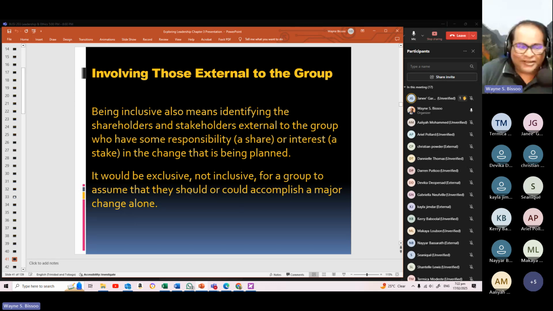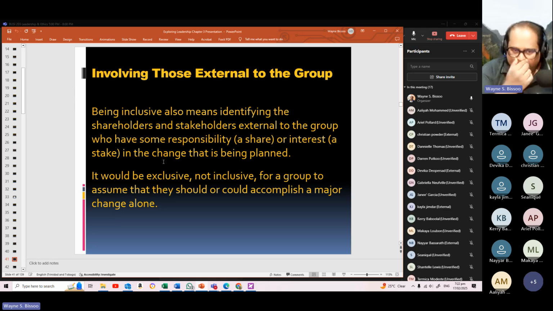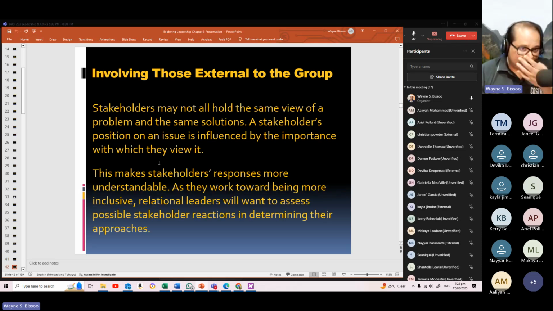All right. So in terms of inclusivity, we also need to pay attention not only to the people that make up the organization, but to the people who are affected by the organization or the group. So that will be your stakeholders and shareholders. These are people who are not directly involved in the group, but they are affected or have a vested interest in what we're doing. We need to pay attention to them and be inclusive of their ideas, needs and wants as well.